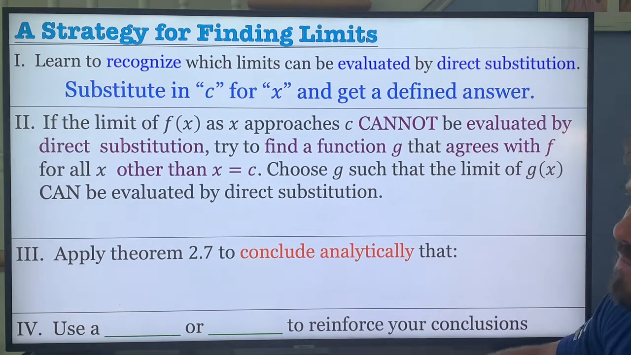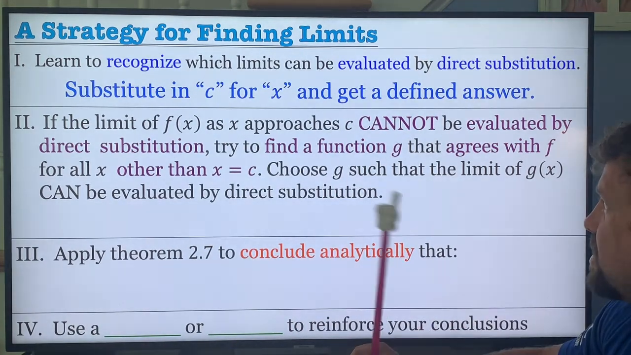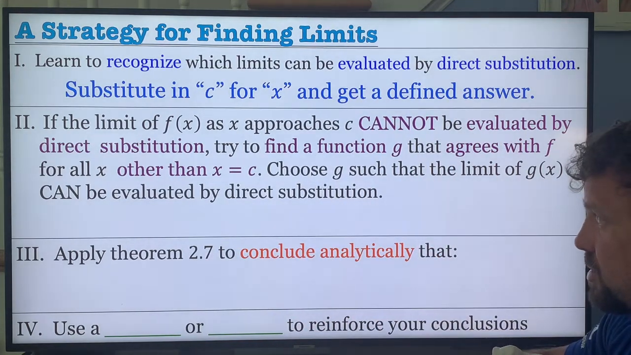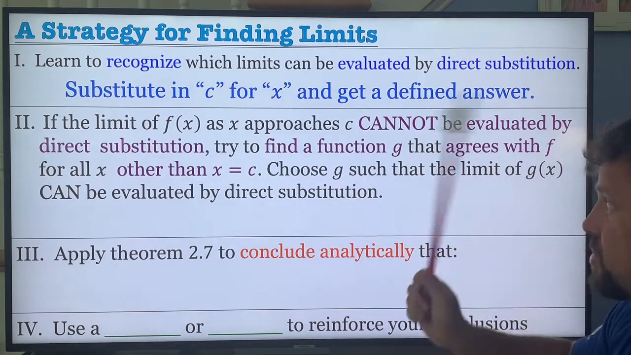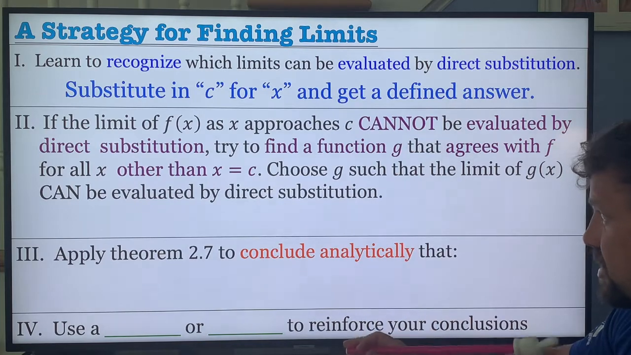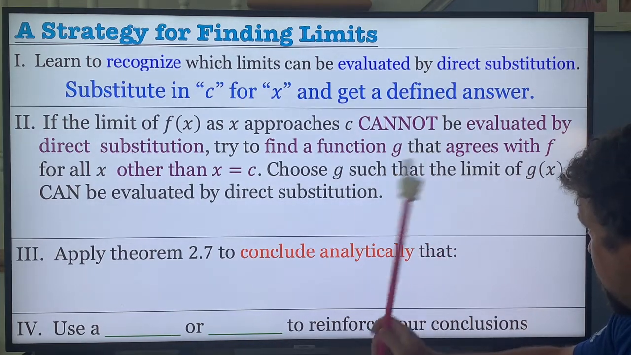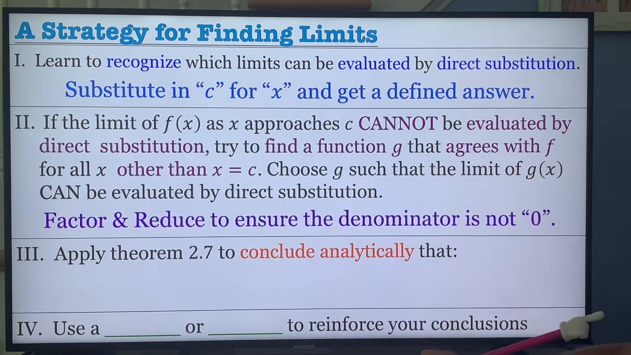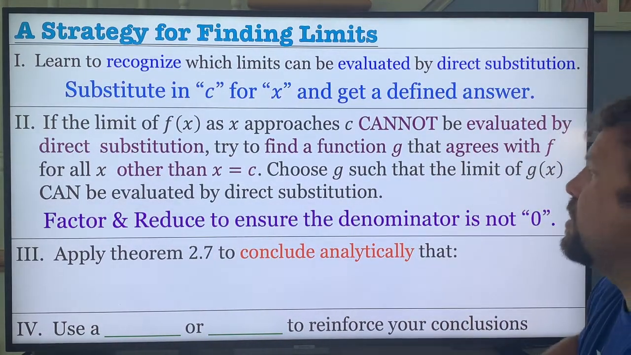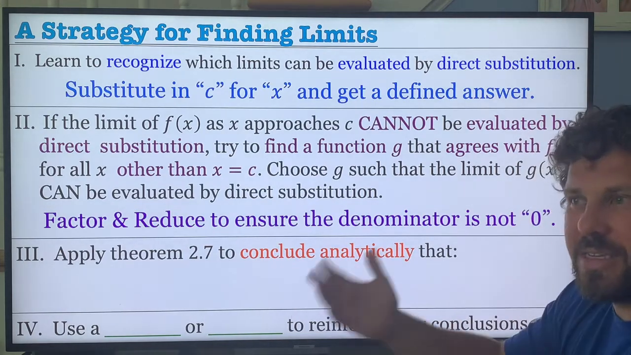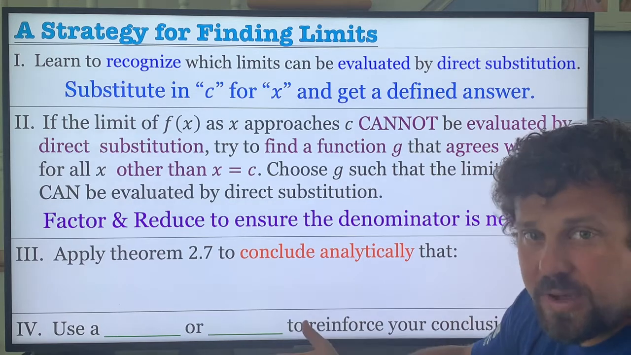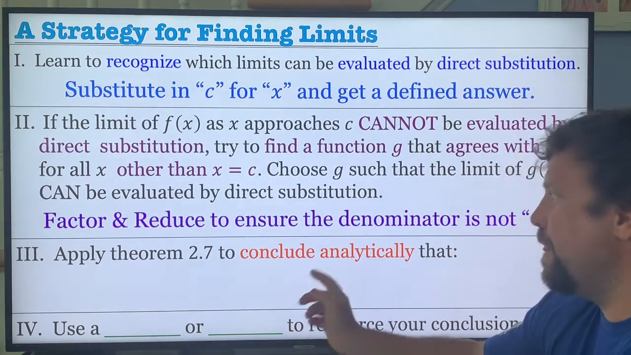Number 2. If the limit of f of x as x approaches c cannot be evaluated by direct substitution, this gives you an undefined answer. Try to find a function g that agrees with f for all x other than x equals c. Choose a g such that the limit of g of x can be evaluated by direct substitution. All those fancy words means you factor and reduce your answer to ensure that the denominator is not 0 to give you an answer that's not undefined. Okay, if you reduce it and you still get undefined as an answer, it doesn't help you.